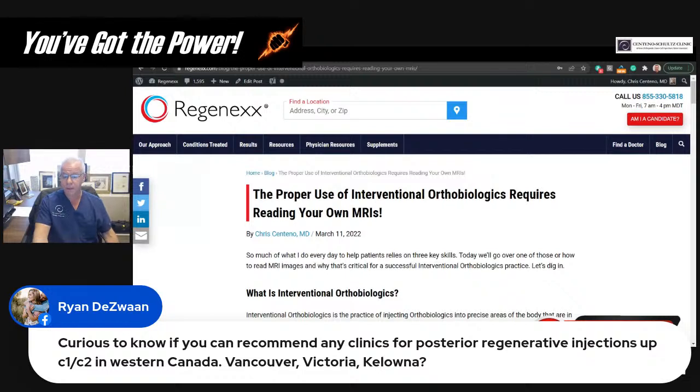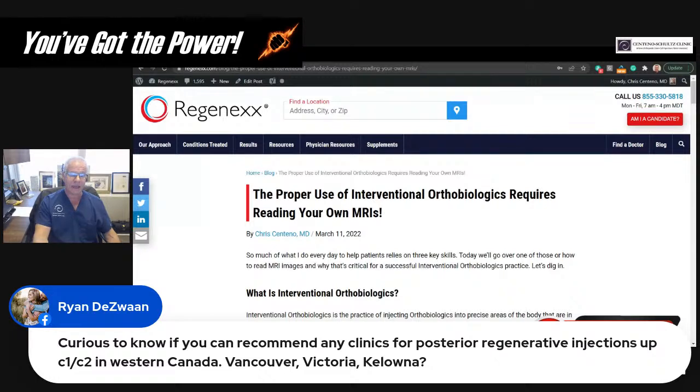When it comes to upper cervical injections, and I think we've had this talk a few different times, they are the rarefied air of interventional spine. So C0, C1, C1, C2 are done frequently by extremely few providers around the world, let alone within the United States, let alone within Canada.